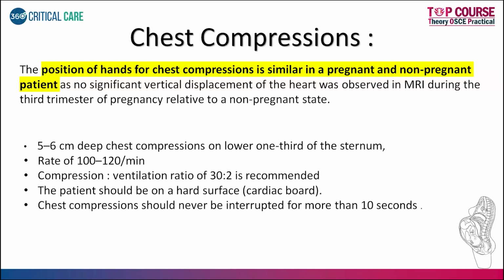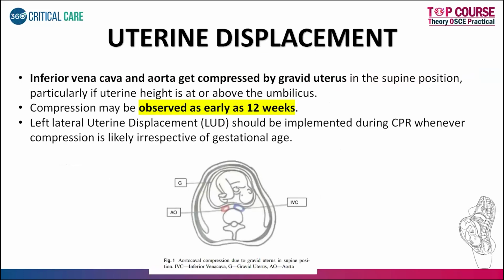The important thing to remember is that the reserve is less, so you have to act quickly, and you're trying to save 2 lives. The depth should still be 5 to 6 centimeters, the rate should be 100 to 120, and the compression to ventilation ratio should be 30 to 2. Always have a cardiac board when you start. Initially you might not have it, but later during the compressions you should place it. Similar to adult cardiac arrest, the interruption between compressions should not be more than 10 seconds.